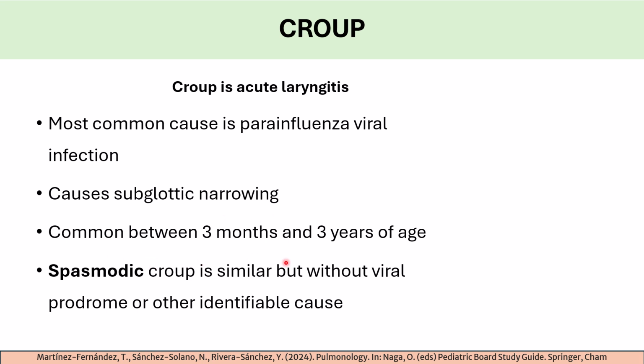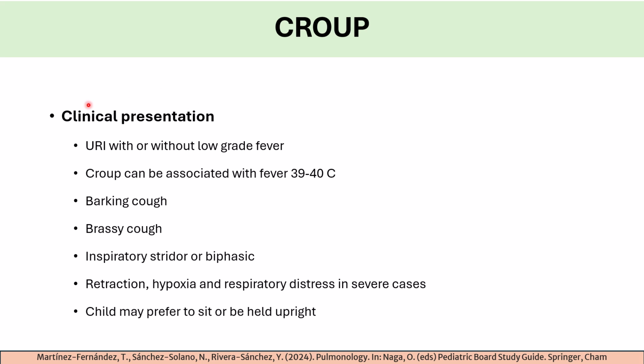Spasmodic croup is similar but without viral infection or any prodrome, just comes all of a sudden with no identifiable cause. Clinical presentation of croup: URI, for example, congestion, runny nose, with or without low-grade fever. It can be associated with high fever, especially with influenza A and B, COVID-19.